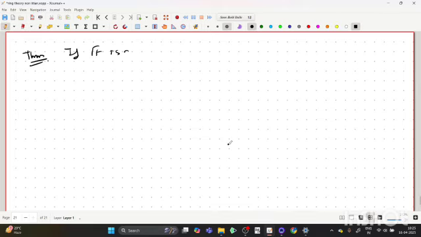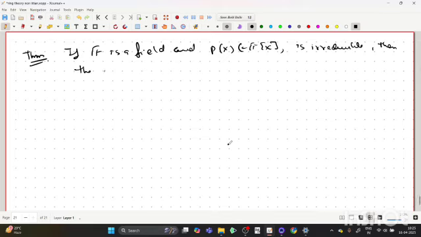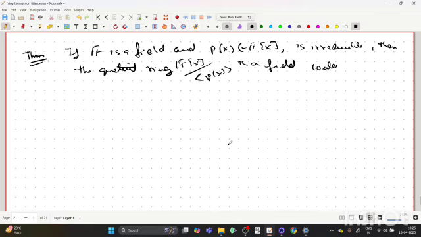If F is a field and p(x) in F[x] is irreducible, then the quotient ring F[x] mod p(x) is a field. This part we have already proved: it's a field containing an isomorphic copy of F and a root of p(x).